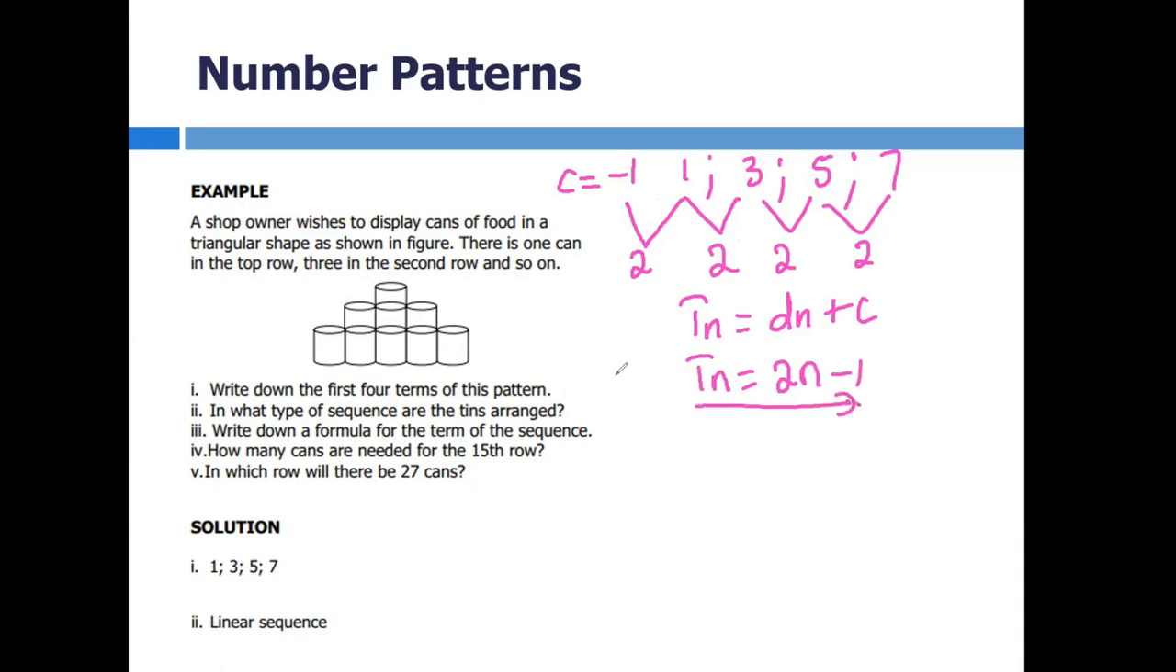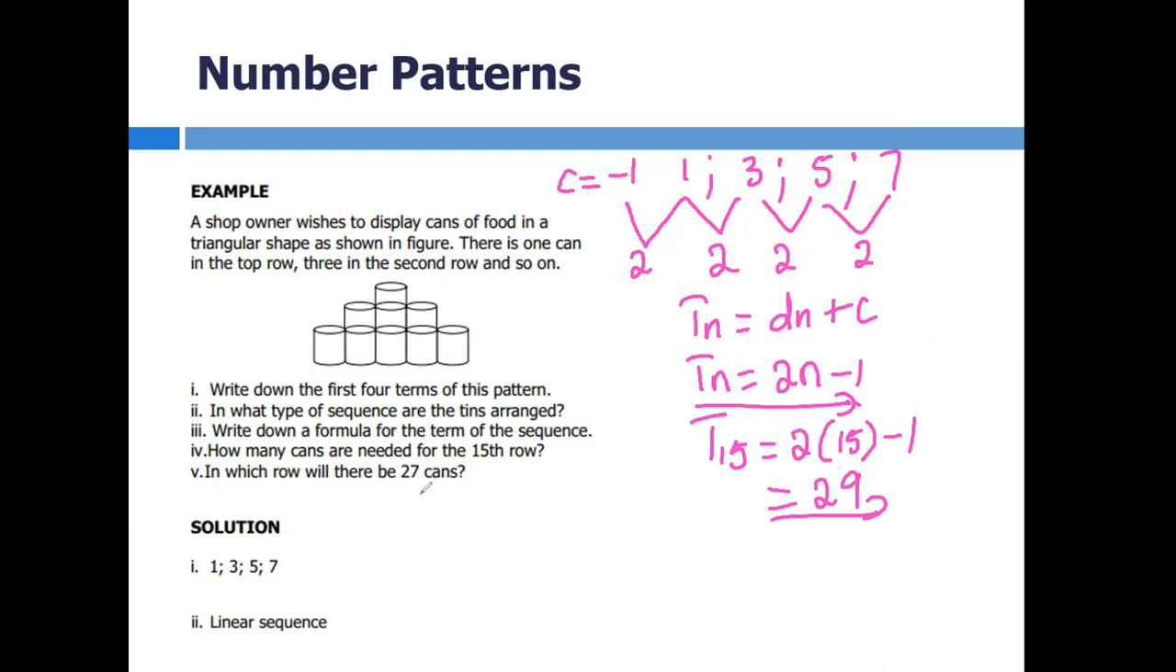How many cans are needed for the 15th row? What are we looking for here when we say that? Right, Tn, good. So we want T15. Wherever n is, we replace it with 15: 2 times 15, minus 1. So 30 minus 1 will give me 29. Thank you, Faith and Emma.